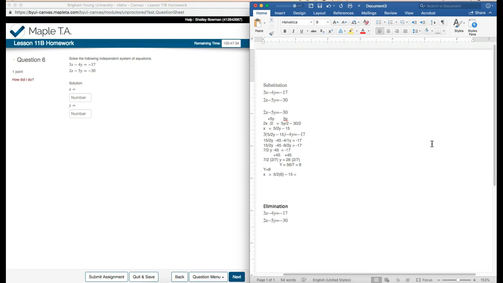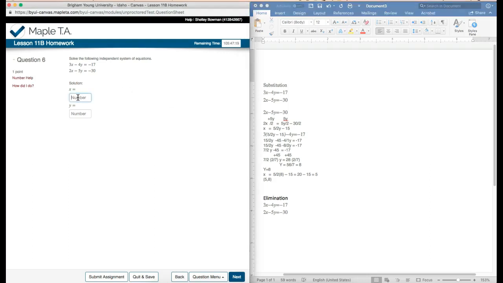So equals 20 minus 15. 20 minus 15 gives me 5. So I have the solution 5, 8. All right, and we can put that in here. 5 and 8, and to verify we can check how did I do.